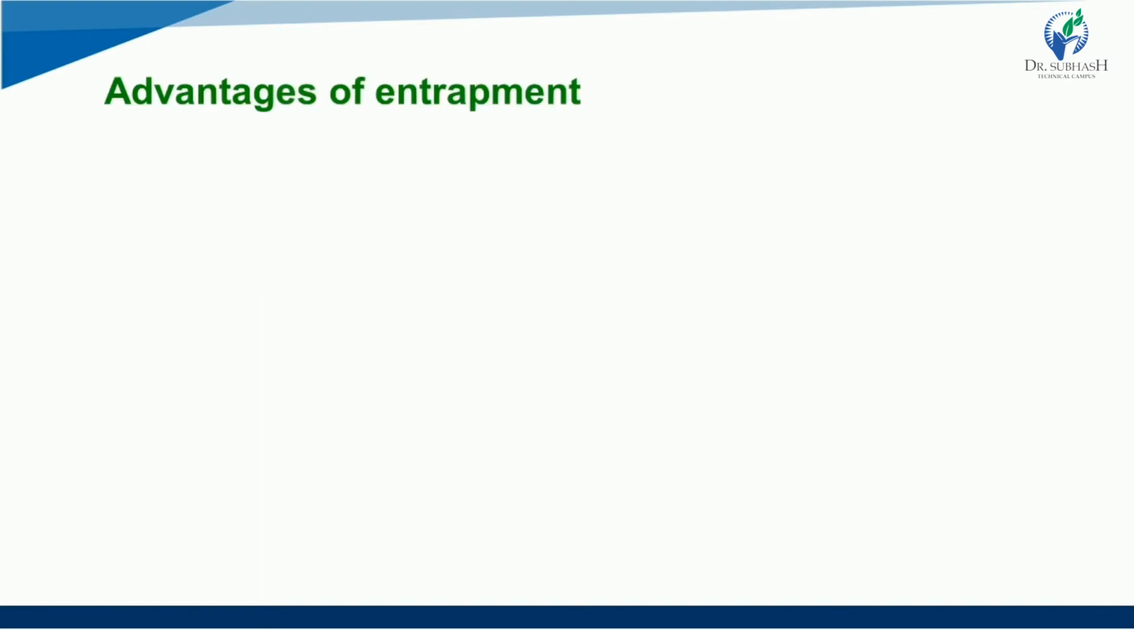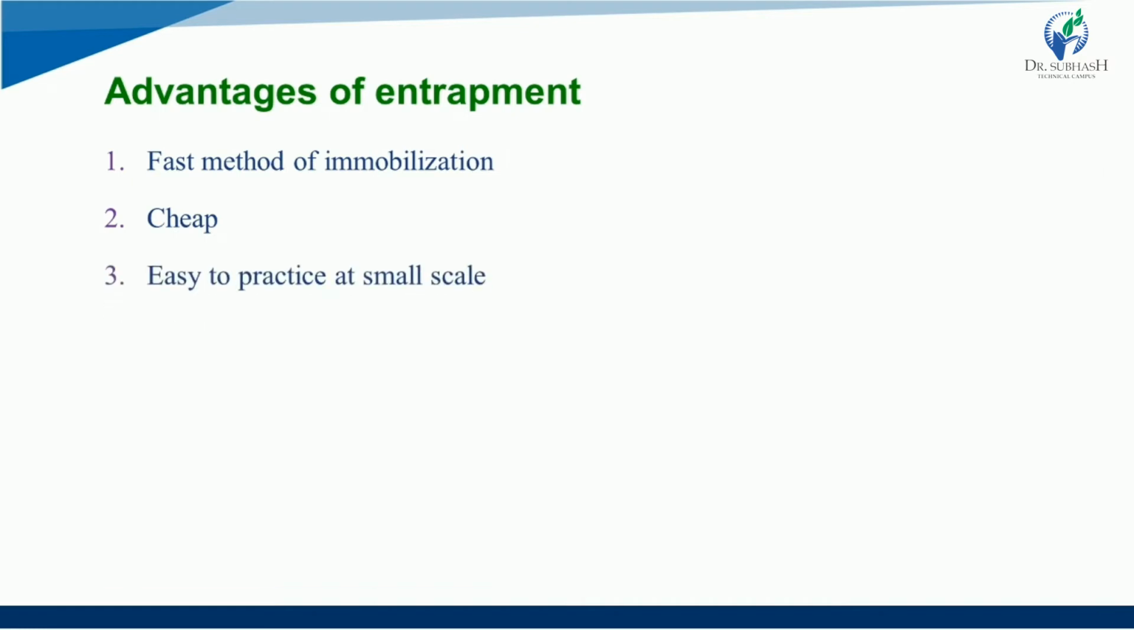What are the advantages of entrapment here? Fast: it is a really fast method of immobilization. Then it is also cheap, which means low-cost matrices are available. Easy to practice at small scale. You can also practice at laboratory scale, right? Mild conditions are required. You don't need heavy conditions like temperature, pH, right? Mild conditions are suitable for this method.